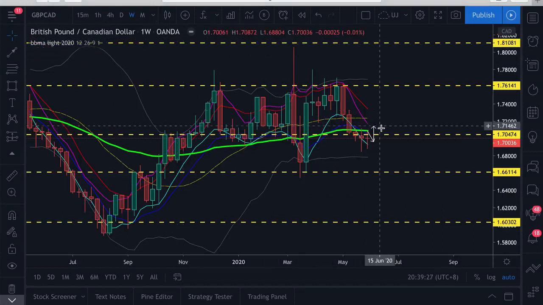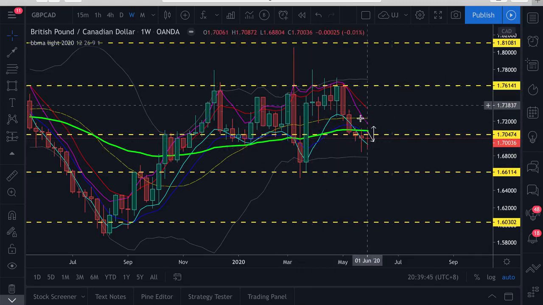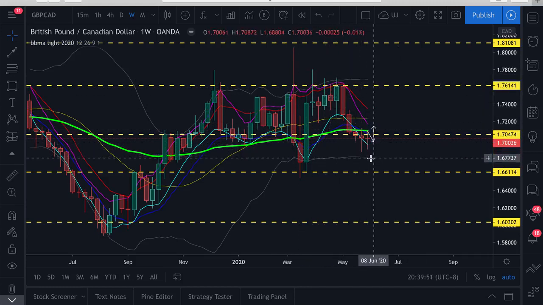For GBP CAD in weekly, we can also see that the price is rejecting the low BB, and as we can see here, the Bollinger Band shape is a little bit flat. So based on the basic BBMA, if the Bollinger Band is flat, the price will bounce up and down. If it reaches the top, it's gonna go down, and if it reaches down, it's gonna go back up.